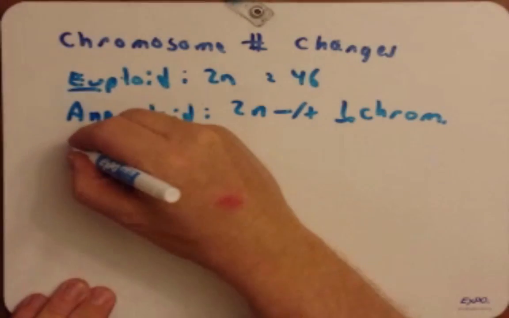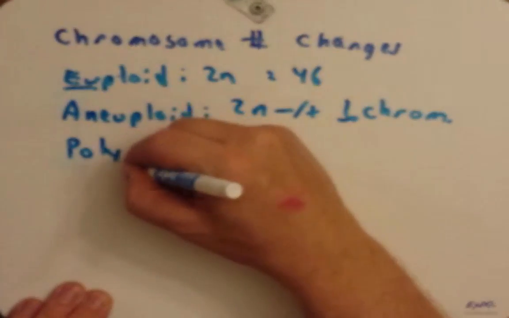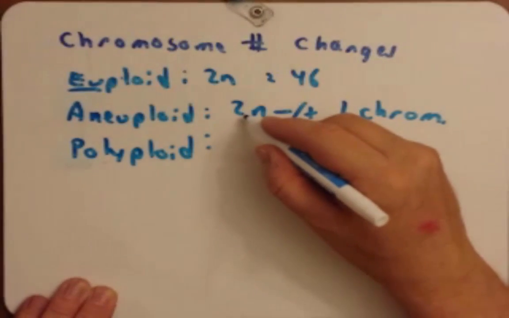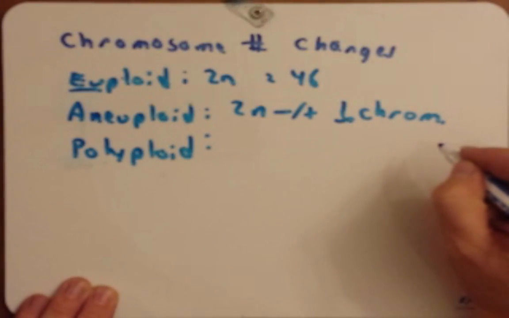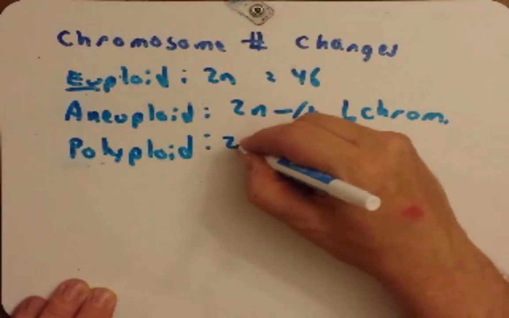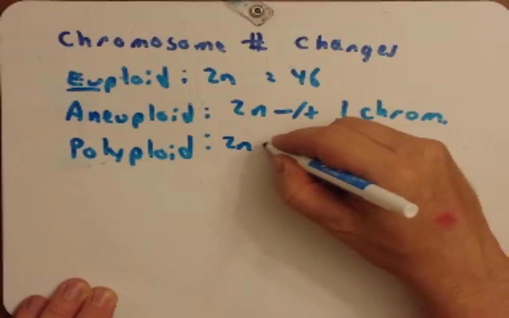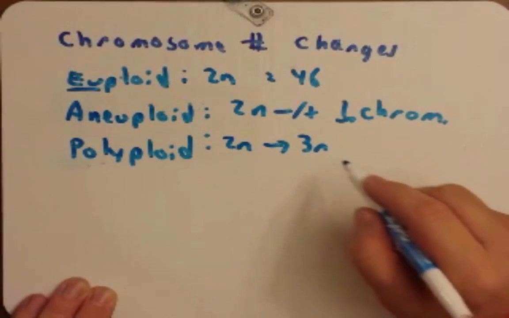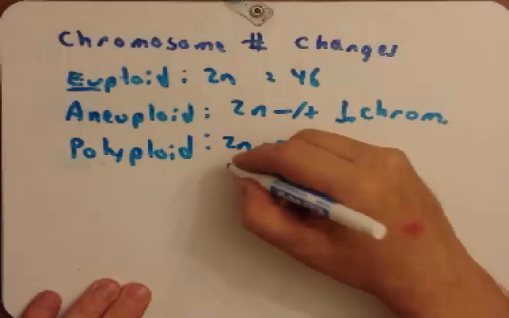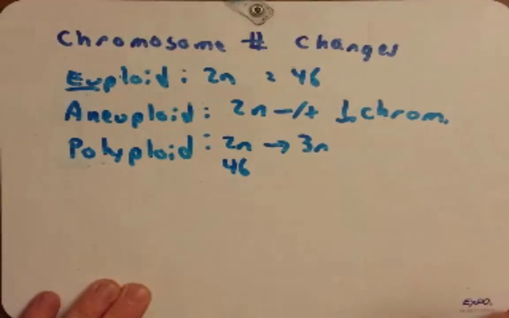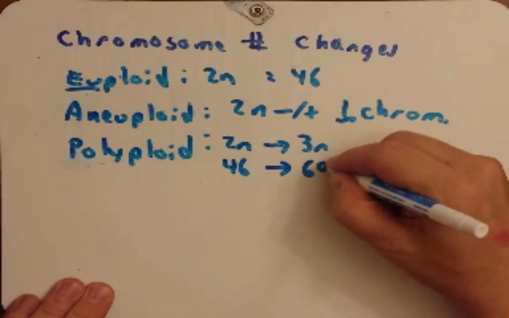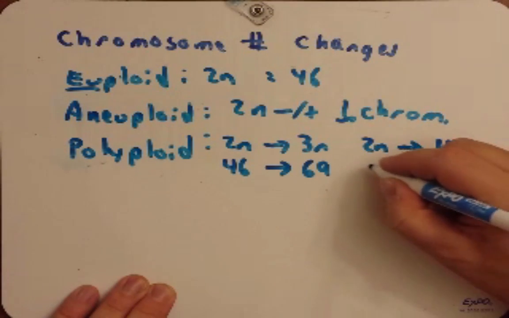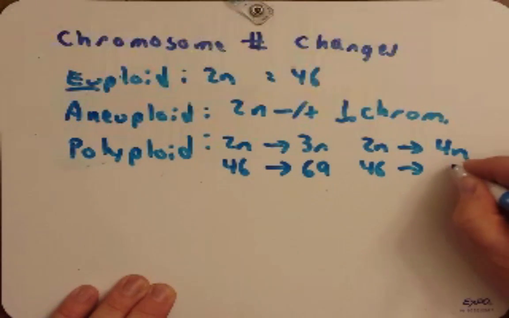Another example would be polyploids. And these are when you have a whole extra set of chromosomes. So it'd be like going from a 2n to a 3n, a diploid to a triploid. And for humans, that would be going from 46 chromosomes to 69 chromosomes. Or you could imagine it's a diploid going into a tetraploid. And again, that would be 46 going into 92.